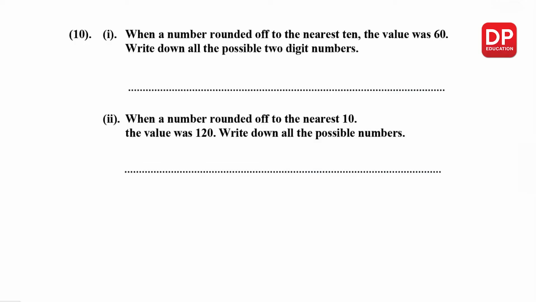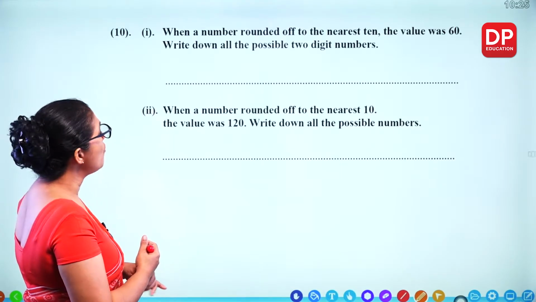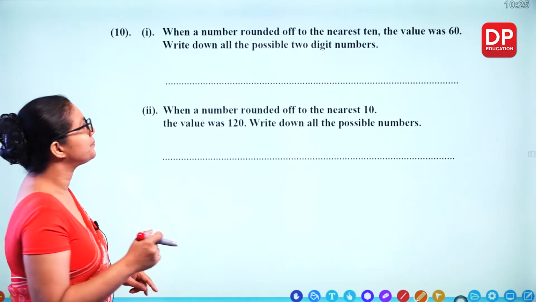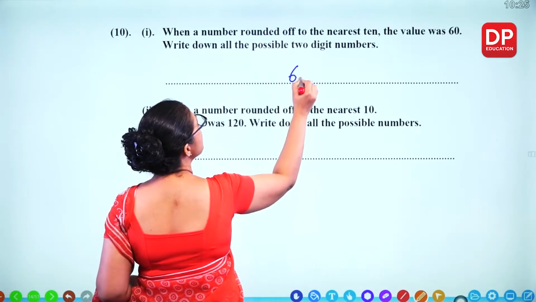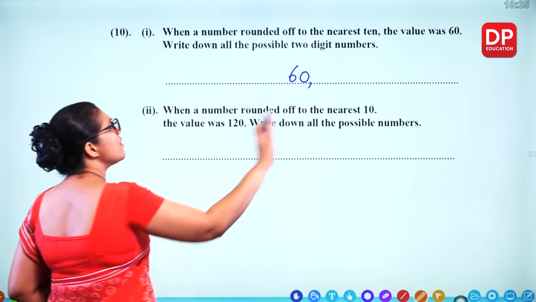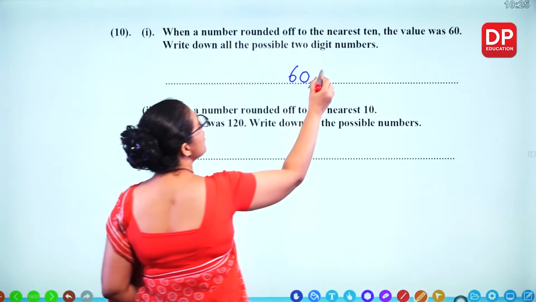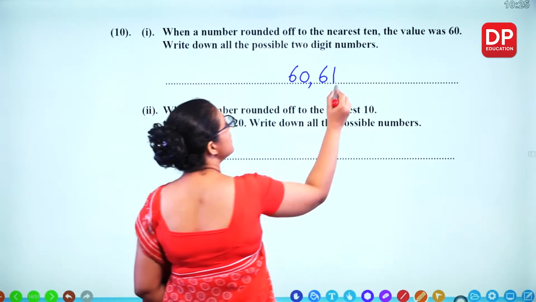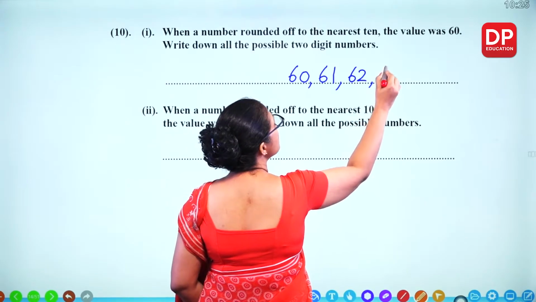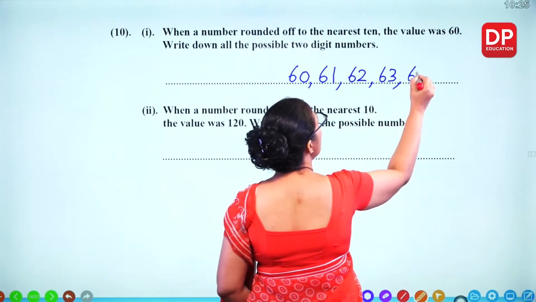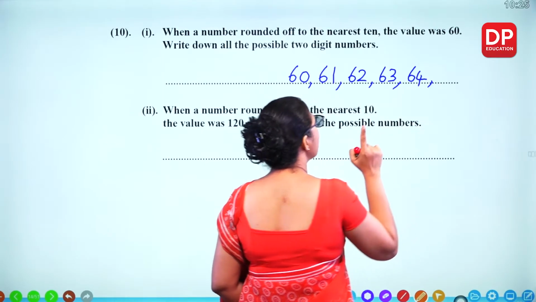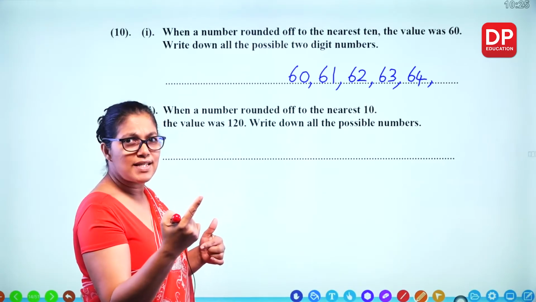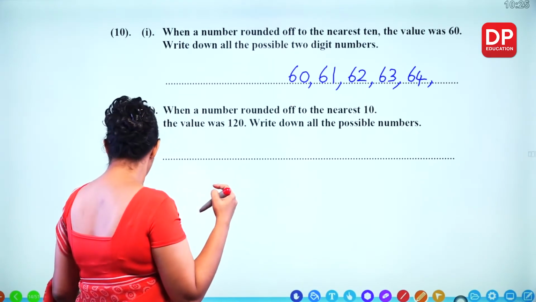When a number is rounded off to the nearest 10, the value was 60. Write down all possible 2-digit numbers. So the rounded value is 60. So when you take to the right side, 61 is also possible because 1 is less than 5, we don't add it. 62 is possible. 63 possible. 64 possible. Can we write 65? 65, we add 1. So that becomes 70. So 65 you can't write.